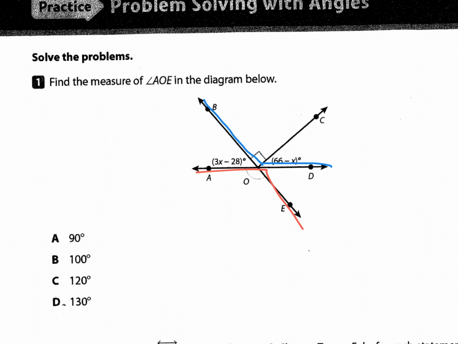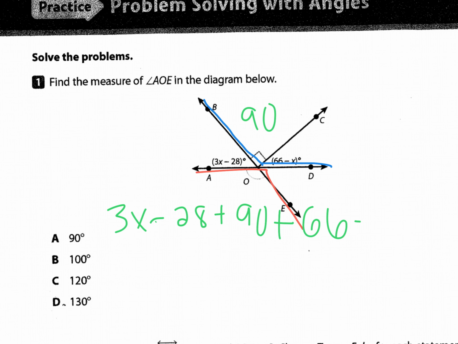We know that BOC is 90 degrees. So we're going to make an equation. We know that 3x minus 28 plus 90 plus 66 minus x has to equal 180 degrees because AOD is a straight angle. So we need to solve this equation.